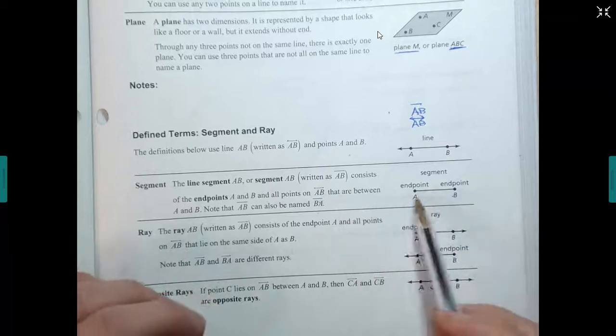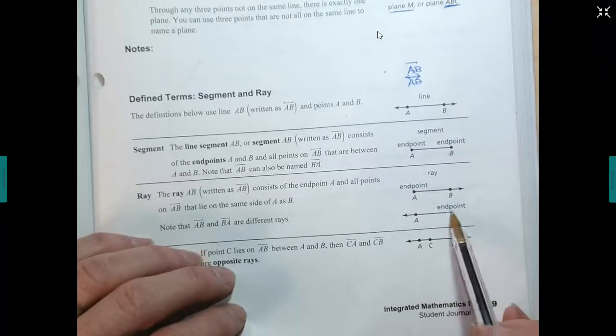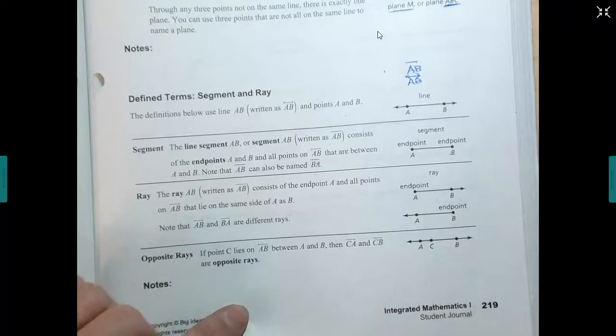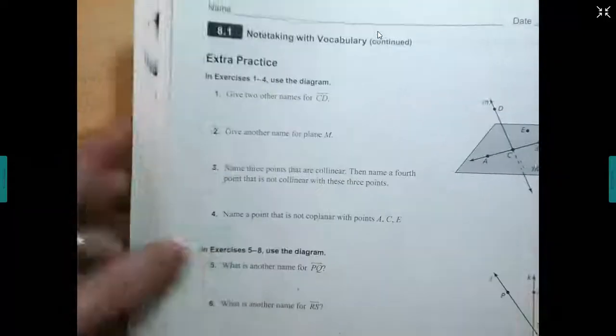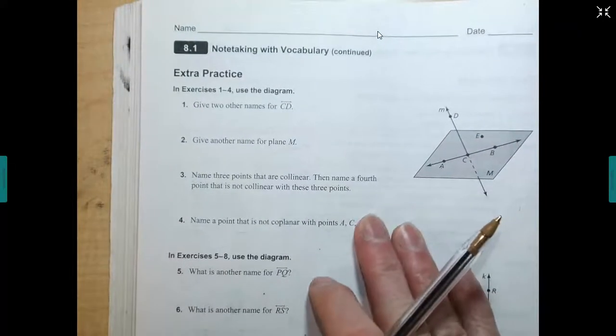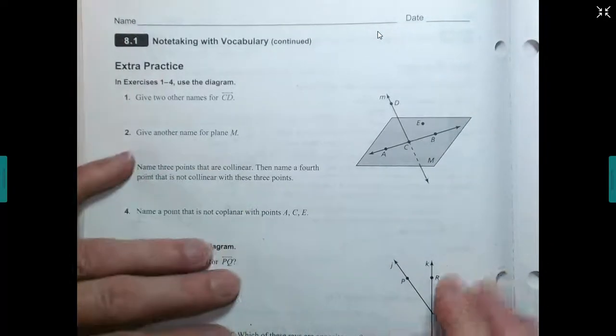Segment has the endpoints. Ray has 1 endpoint and then goes on forever. Opposite rays are just 2 rays that go on forever in opposite directions. All right. Let's look at homework. I'll do the odds, you do the evens.